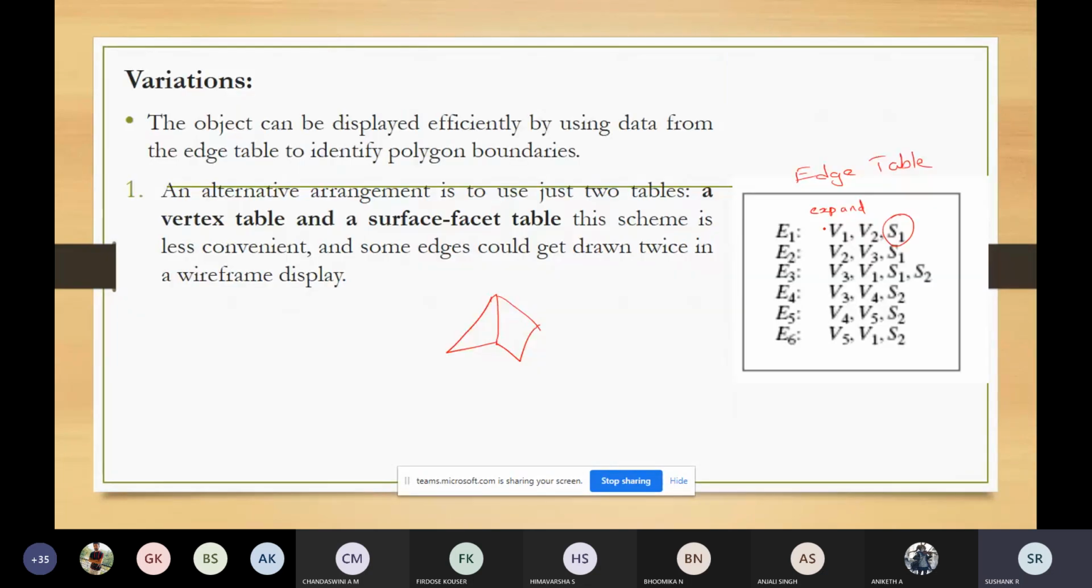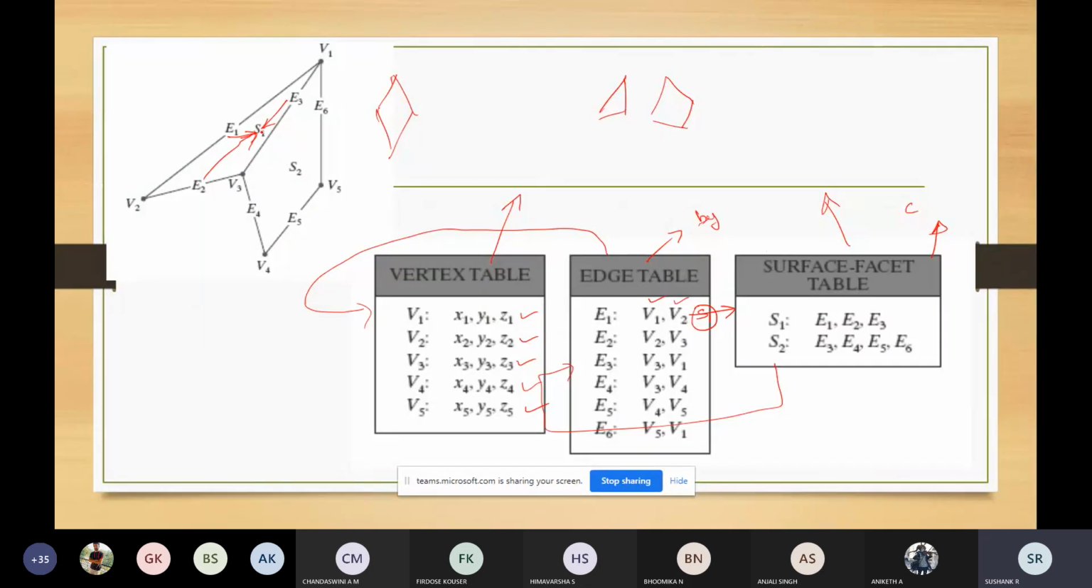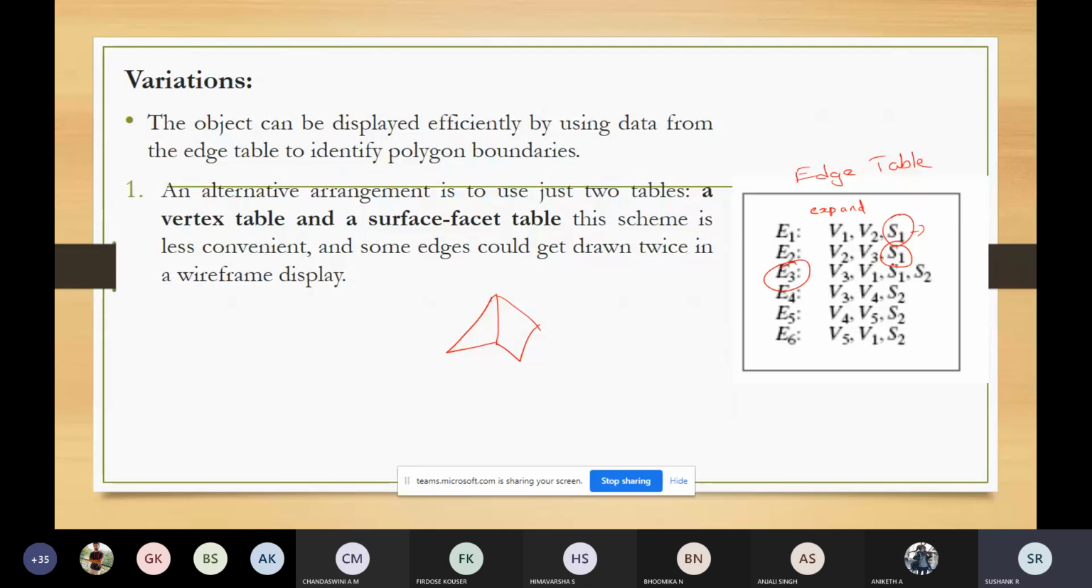Edge E1 belongs to surface S1, and edge E1 is formed by the vertices V1, V2. Edge E2 is formed by V2, V3, and it is in the surface S1. Whereas edge E3 is the common one, which belongs to surface S1 as well as surface S2. That's why here you're including two surfaces, S1, S2, and edge E3 is formed by the vertices V1, V3. Edge E4, edge E5, and edge E6 belong to surface S2.